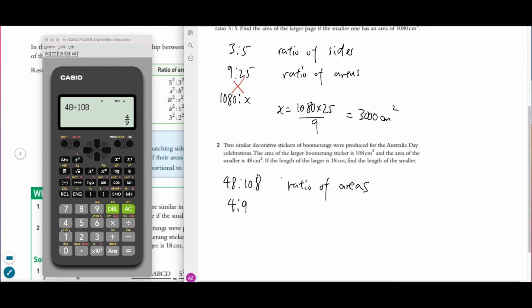Now, what should the ratio of the sides be? Well, you just square root both numbers, right? Because we have the ratio of areas. To go from the ratio of areas to the ratio of sides, you square root them.